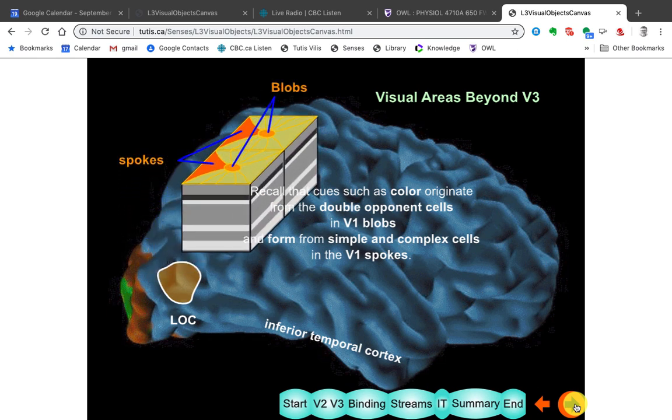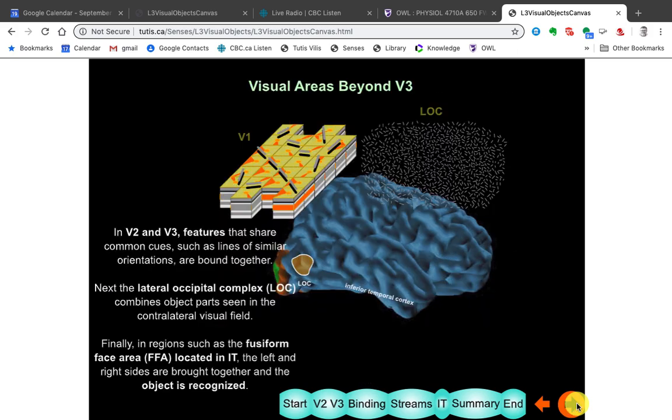So V1 had this structure. It had spokes which analyzed form, those lines, those simple and complex cells, and it had blobs which analyzed colors. So those are very simple things.